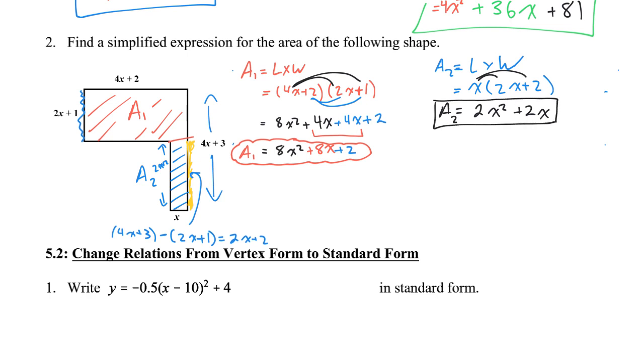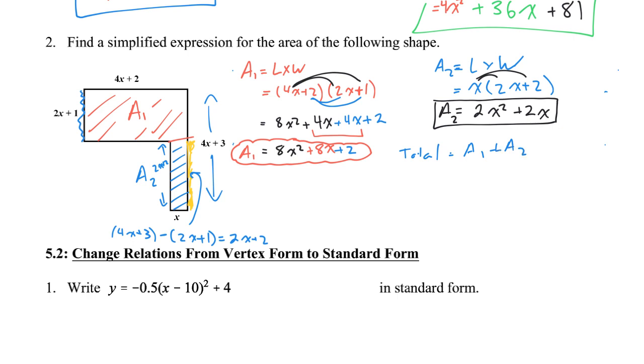So now that I have A2 and A1, we need to find the total area. So the total area is given by A1 plus A2.